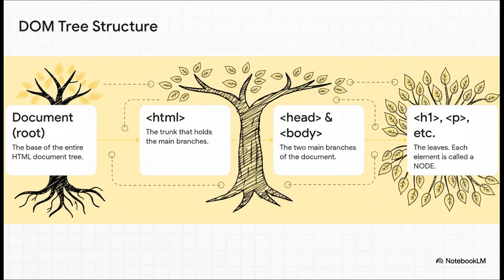And this is a perfect way to visualize how that blueprint is organized. It's literally like a tree. You've got the main HTML tag as the trunk. That trunk splits into two main branches, the head and the body, and then sprouting from those branches are all the leaves, your headings, your paragraphs, your buttons. Each one of these is called a node in the DOM tree.